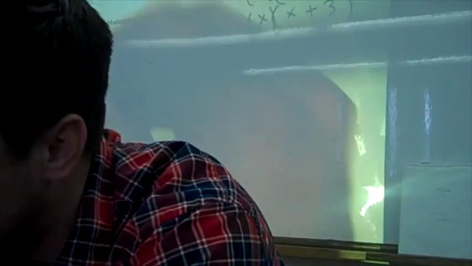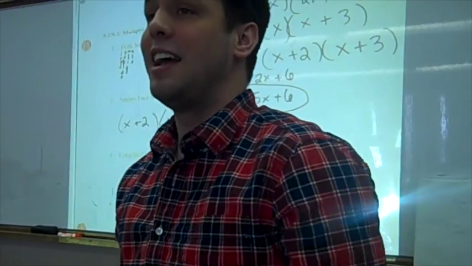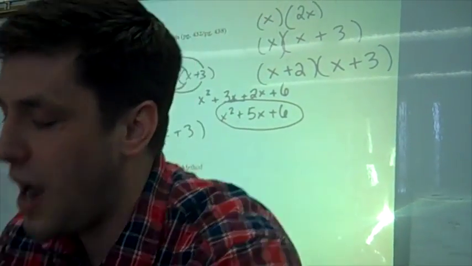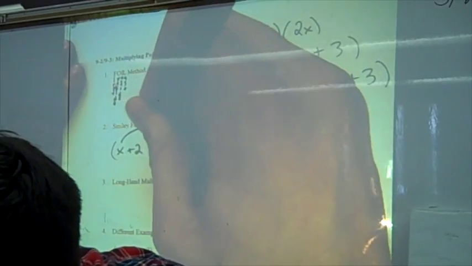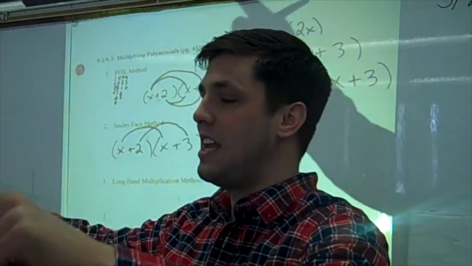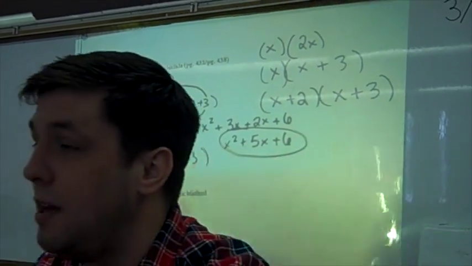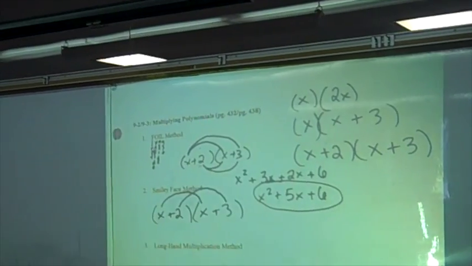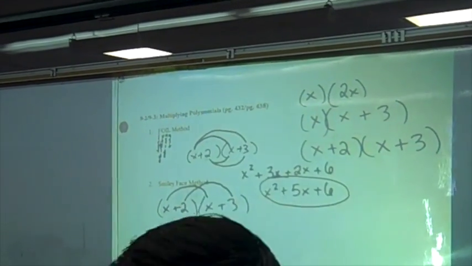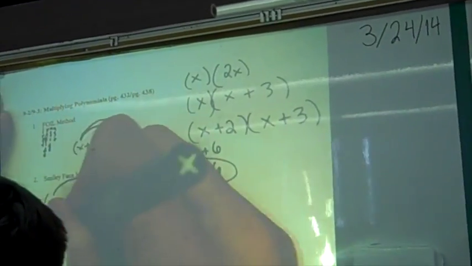Now there's the smiley face method, and it's basically the same thing, but you draw the lines differently. So I'm going to do x plus 2 times x plus 3. The smiley face is on top, you draw 2 eyebrows. You can see the numbers that they're connecting. The left eyebrow is x and x, the right eyebrow is 2 and 3. Then on the bottom you have your nose, and that's the inside terms, and then you have your mouth.